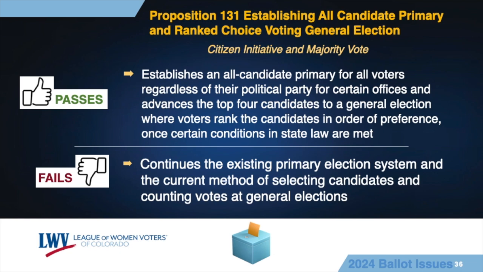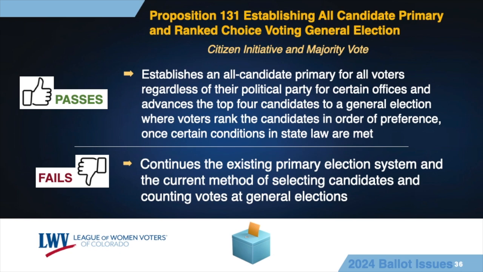Let's look at what if it fails. The existing primary election system and the current method of selecting candidates and counting votes at the general election would not change. Why is it on the ballot? Citizens' Initiative to conduct nonpartisan elections to create a more representative and functional government throughout the state. Supporters say it would provide all candidates, regardless of political party affiliation, an equal opportunity to make the general election ballot.